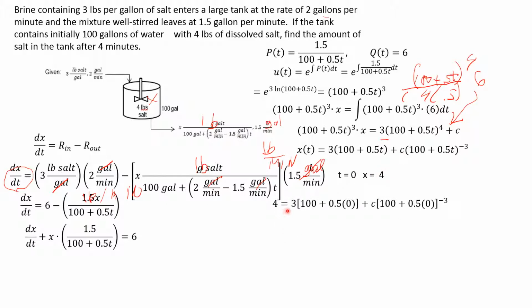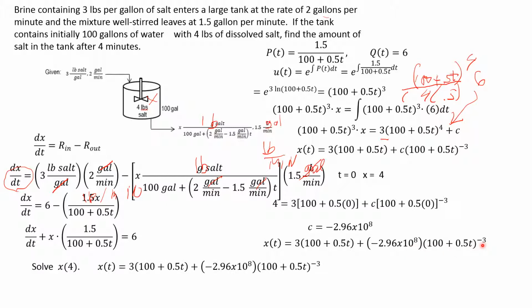Then we have 4 equals 3 times, just substitute that value of 0 there, (100 plus 0.5 times 0) plus c times (100 plus 0.5 times 0) to the negative 3, and just solving for c. c is negative 2.96 times 10 to the 8, and then you can plug it into this equation again. So now we have the function or the model: x of t is 3 times (100 plus 0.5t) plus negative 2.96 times 10 to the 8 times (100 plus 0.5t) raised to the negative 3.